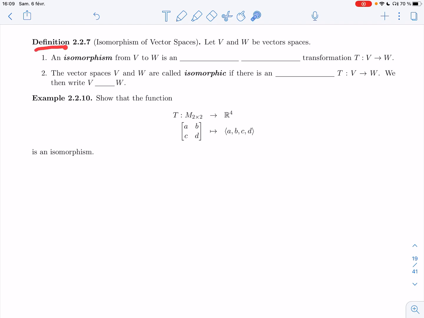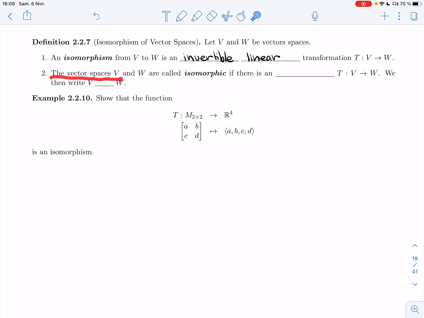All right, definition 2.2.7, isomorphism of vector spaces. Let V and W be vector spaces. An isomorphism from V to W is an invertible linear transformation. So it's going to be one-to-one and onto, and it's also going to be linear.